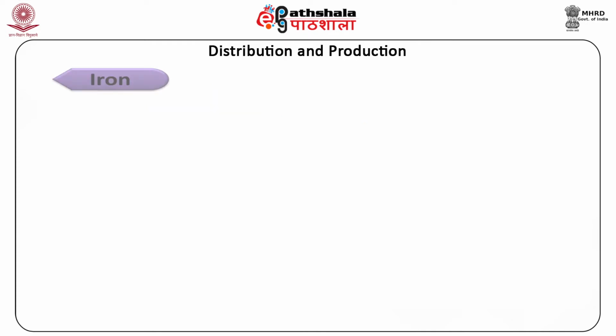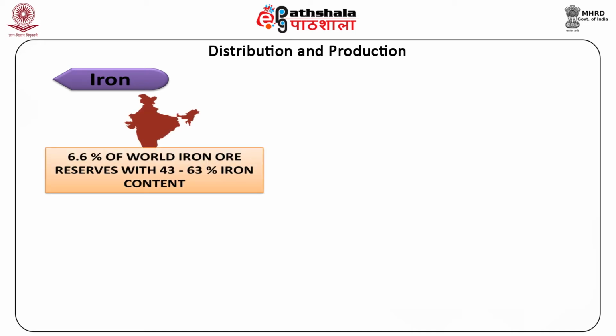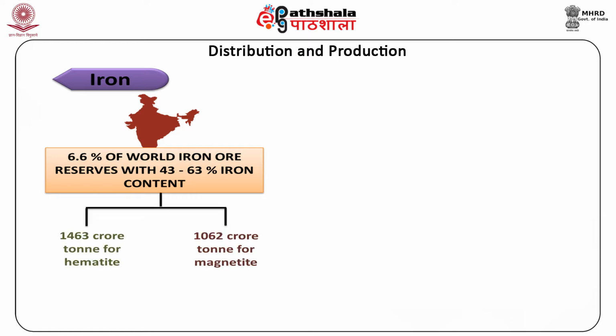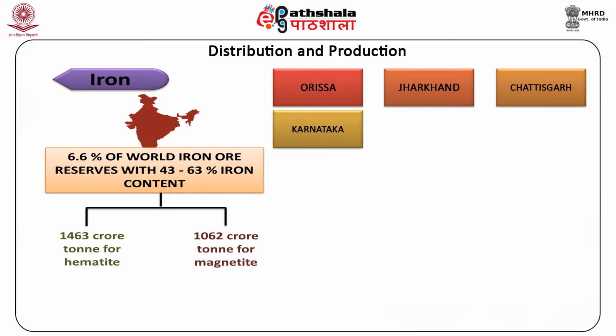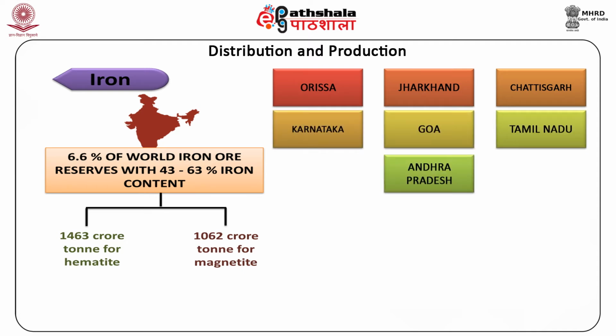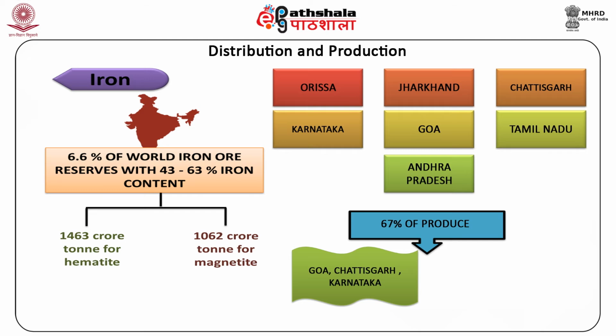Distribution and production. Iron. India possesses around 6.6% of the world's iron ore reserves, with 43 to 63% iron content. The reserves amount to 1463 crore tons for hematite and 1062 crore tons for magnetite and are mainly found in regions of Orissa, Jharkhand, Chhattisgarh, Karnataka, Goa, Tamil Nadu, and Andhra Pradesh. Approximately 67% of the produce comes from Goa, Chhattisgarh, and Karnataka alone. Some of the newly explored mines include Kiruberu and Bailadilla mines. India exported iron ore worth 28,300 crores in the year 2009-2010.